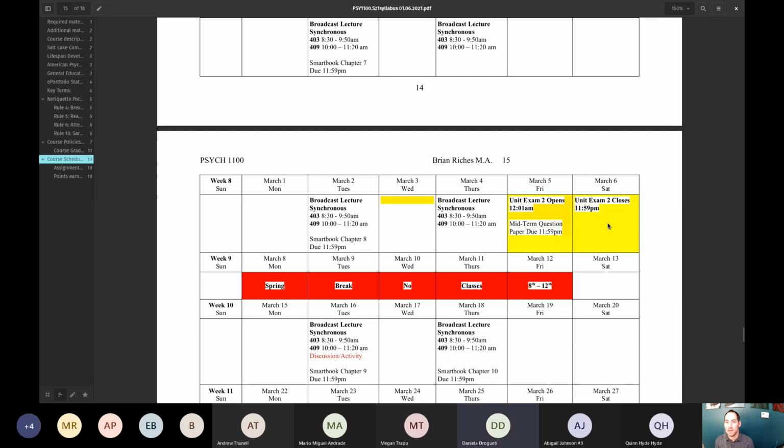So the question paper is due on the same date, March 5th at 11:59 p.m. So basically that midnight of Friday, March 5th is when the question paper is due. If you turn it in before that, great. I definitely recommend that so you're not cramming in a paper as well as studying at the same time.